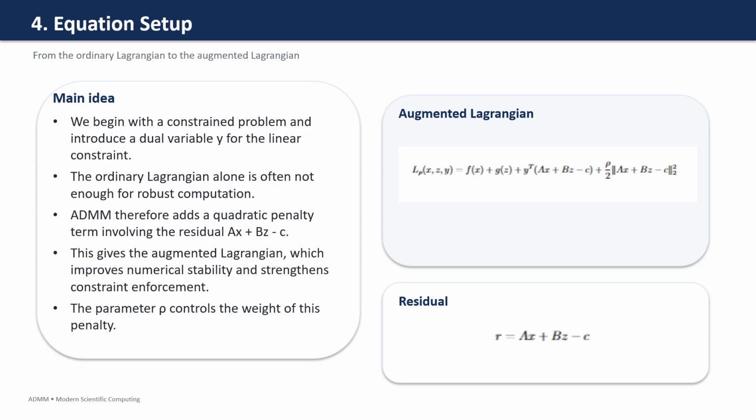This quadratic penalty is very important for the algorithm because it improves the numerical stability and encourages the iterates to become feasible for ADMM. The same dual variable enforces the constraint from a Lagrangian multiplier perspective, while the quadratic penalty gives additional numerical control over the residual. So ADMM is built from this augmented Lagrangian, but instead of minimizing this augmented Lagrangian jointly over all variables, it minimizes it in alternating steps.